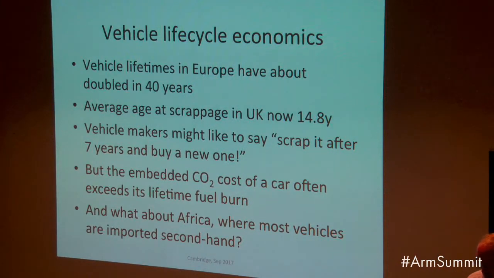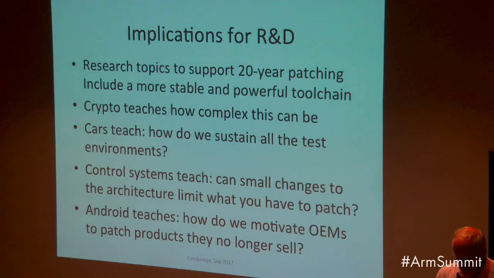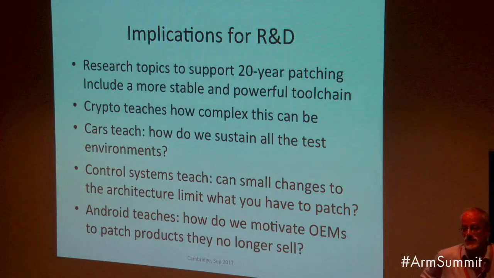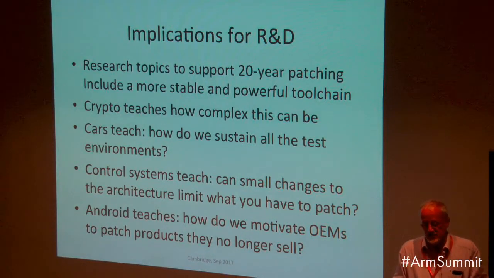How do we do this? Especially if it's heterogeneous stuff with 100 different CPUs from 20 different vendors written in 15 different programming languages with 30 different tool chains. How on earth do you support that? So here's the implications for R&D. If you have to support 20-year patching, which perhaps the EU might eventually mandate, you need a more stable and powerful tool chain. And the world of crypto teaches us how complex this can be, with all the timing and other things that come up with TLS every year.